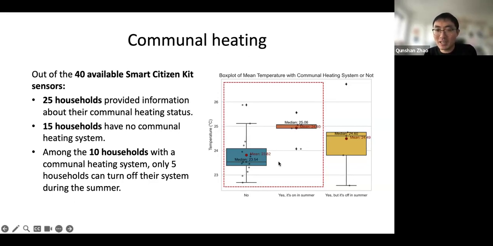We did a quick box plot and t-test on the average temperature in those households. You can definitely see there's about a 1 degree Celsius difference in the average temperature between households that don't have a system and those that have a system that is on during the summer. The sample is fairly small, but we still observe this statistically significant difference. So that really says something.